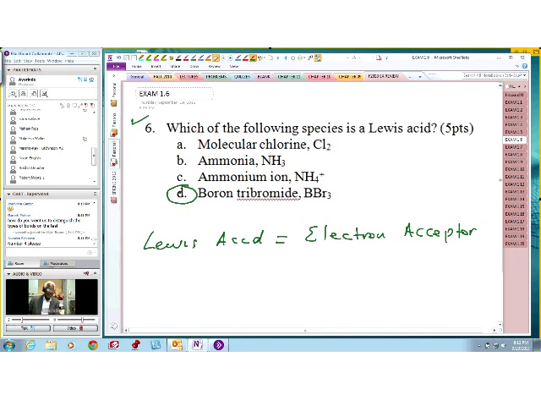Everybody say okay. Why is D correct, by the way? That is correct, but why is it correct? Let us draw the structure. This is boron tribromide. You have boron here, and you have three bromines. So why is this correct?